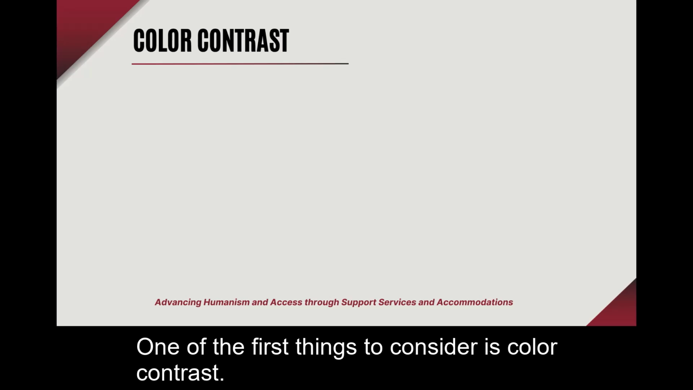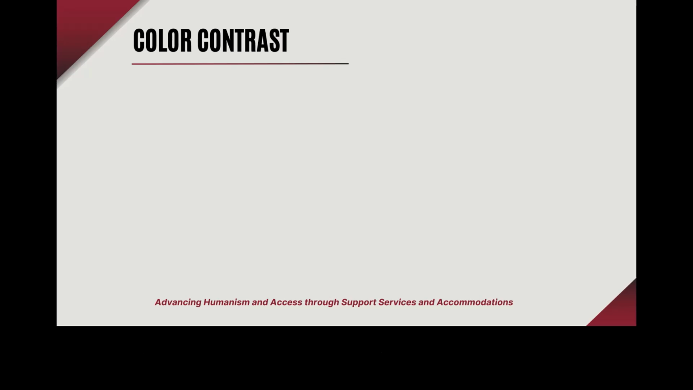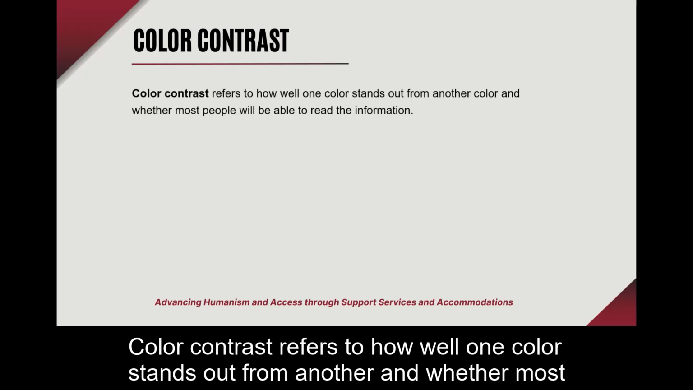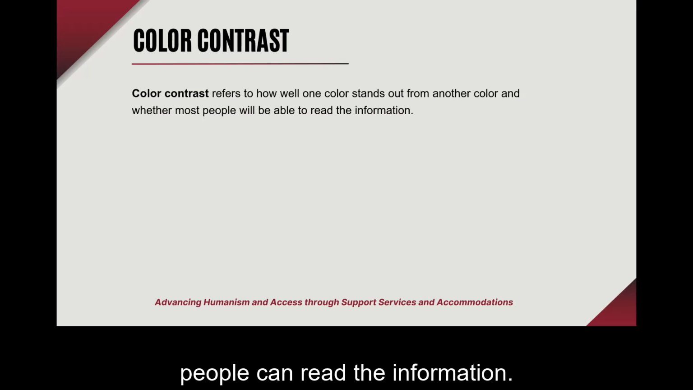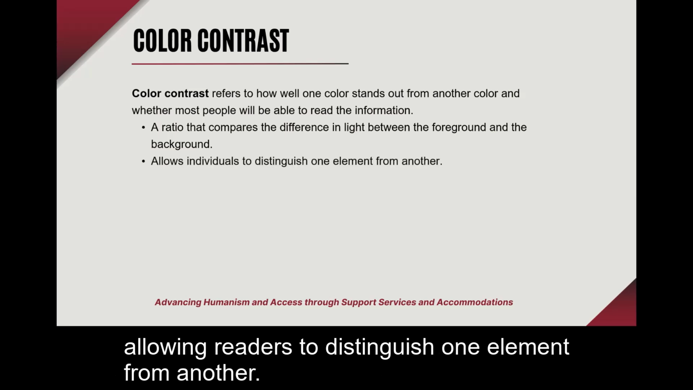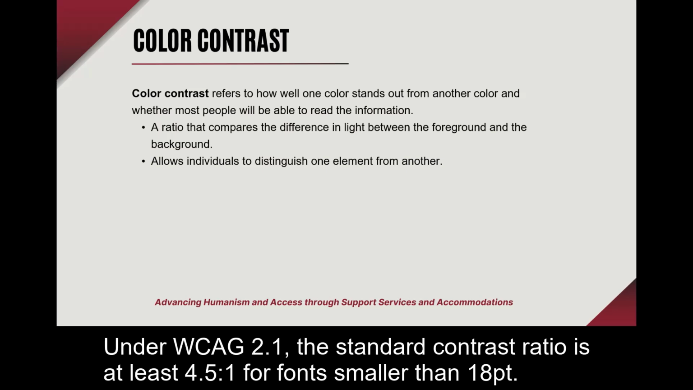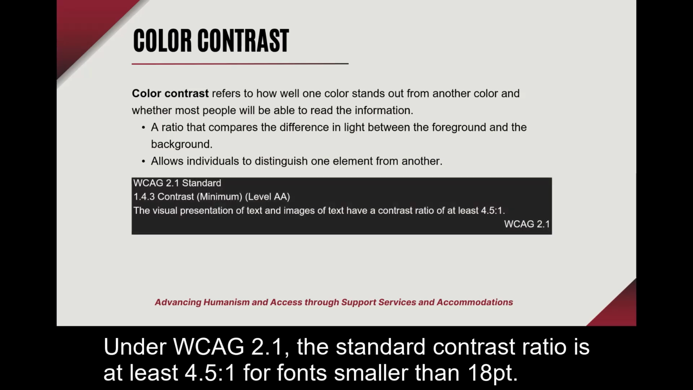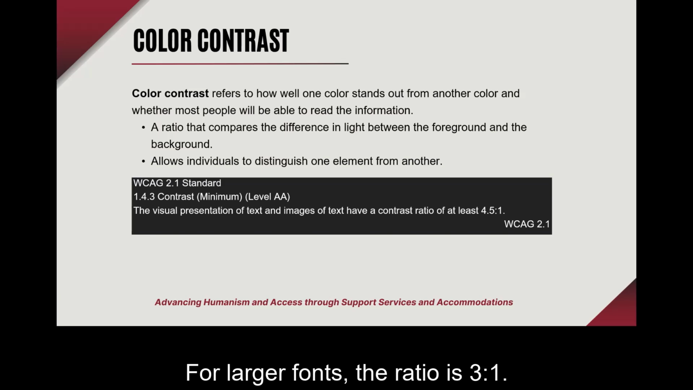One of the first things to consider is color contrast. Color contrast refers to how well one color stands out from another and whether most people can read the information. It is a ratio that compares the difference in light between the foreground and background, allowing readers to distinguish one element from another. Under WCAG 2.1, the standard contrast ratio is at least 4.5 to 1 for fonts smaller than 18-point font. For larger fonts, the ratio is 3 to 1.